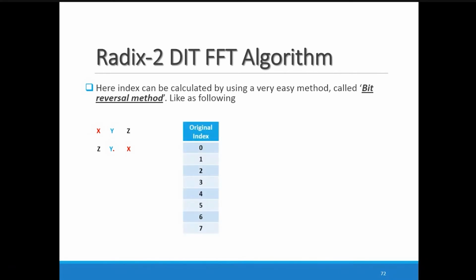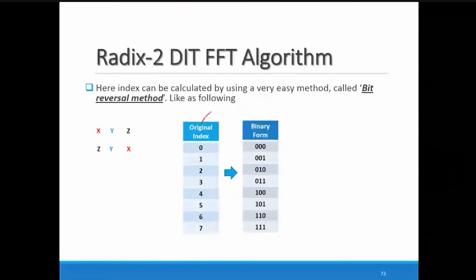Okay, so now our original index, as we have discussed, starts from 0, 1, 2, 3 up to 7. Now what we are doing in the bit reversal: first we represent this data in binary form. So 0 is represented with 0, 0, 0, 1 is represented with 0, 0, 1. Similarly 7 is represented with 1, 1, 1. So first this is your original data, and this is the binary representation of this particular data.